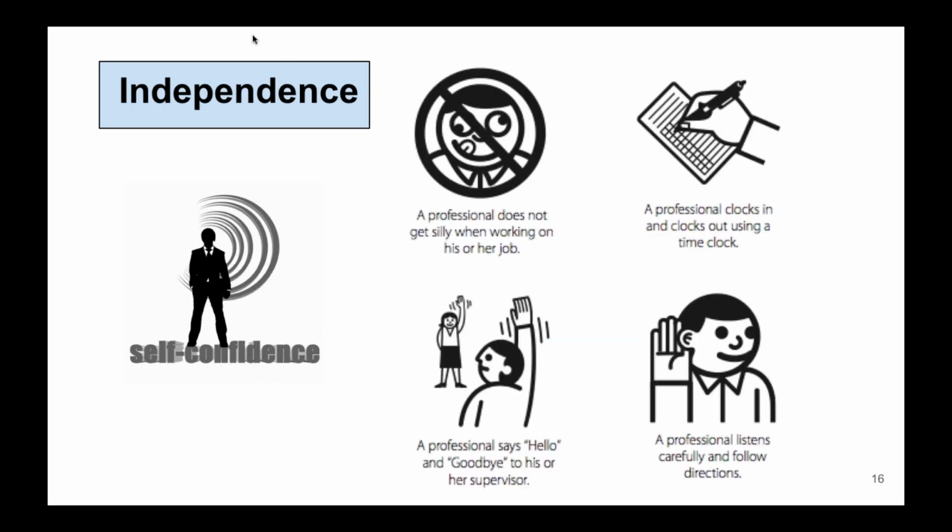Things that you talk about when building independence or maybe expectations when you are in a workplace. You don't want to be silly if you are a professional. You don't go in and be goofy. You go in ready to work. You clock in, clock out. You want to make sure you greet your supervisor. You listen to directions. All things that can be supported to build a confident, independent individual as they get older.